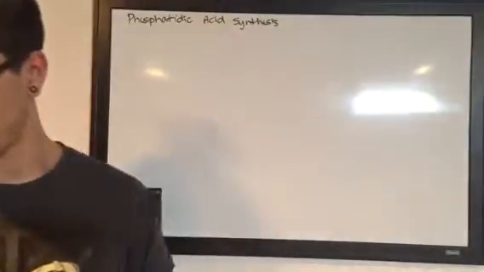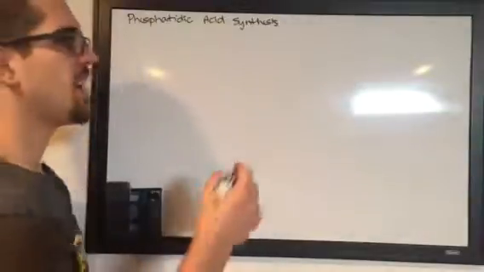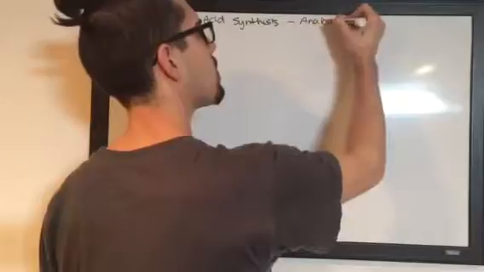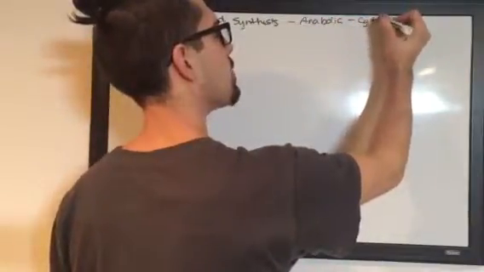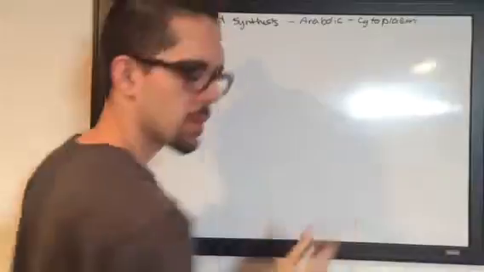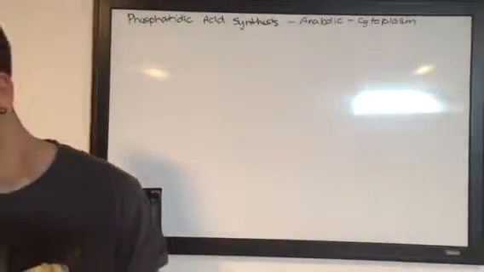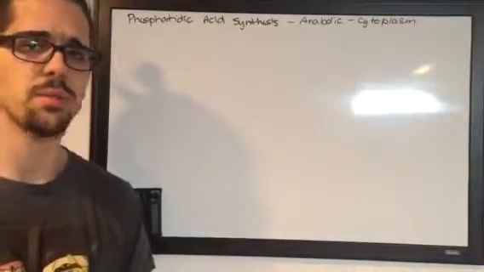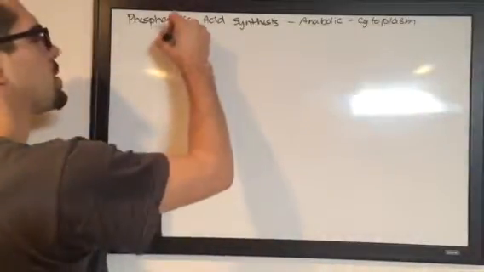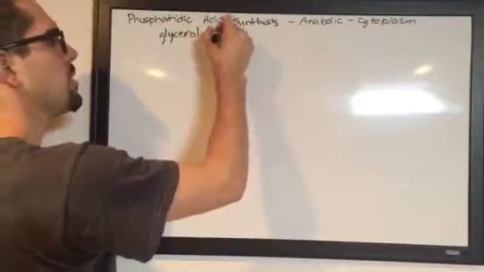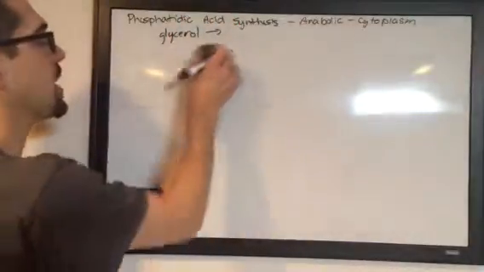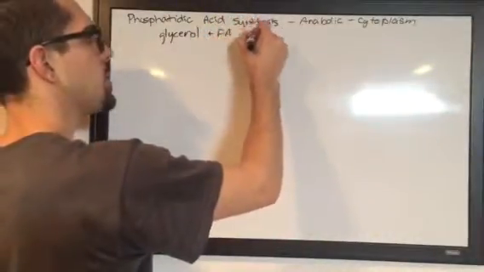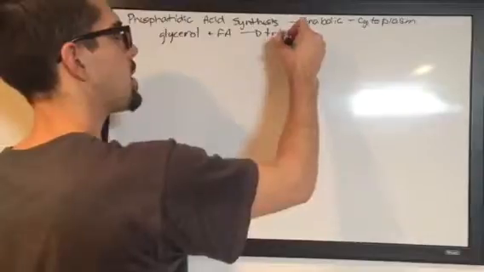Phosphatidic acid synthesis. This is an anabolic pathway that is occurring in the cytoplasm. Bam. Like a boss. What essentially is happening is we are going to make a glycerol molecule, and then we're going to tack on some fatty acids to make a triglyceride.